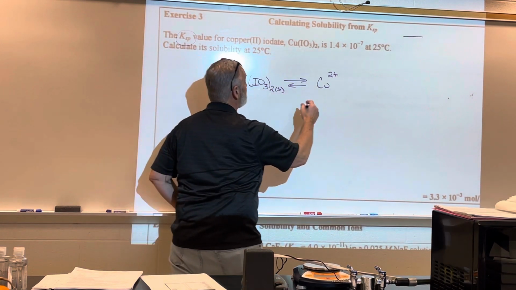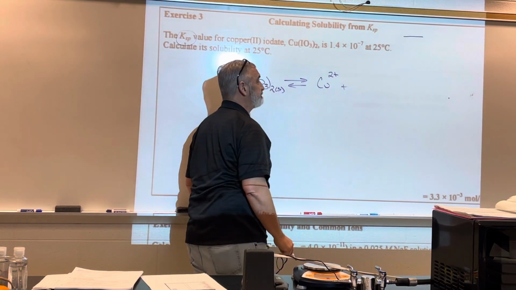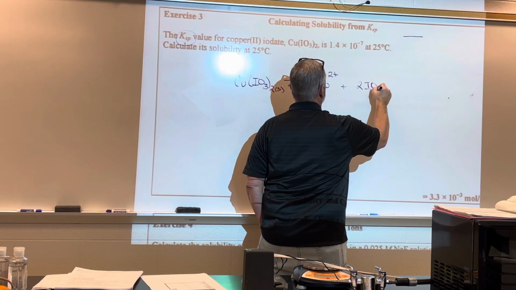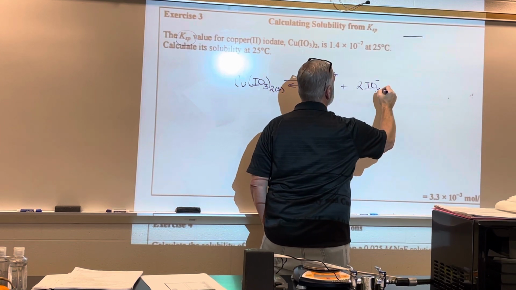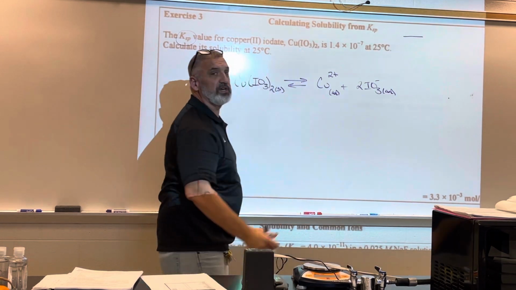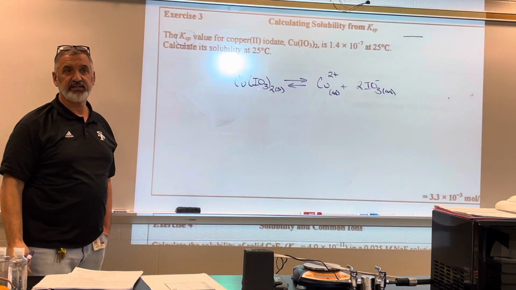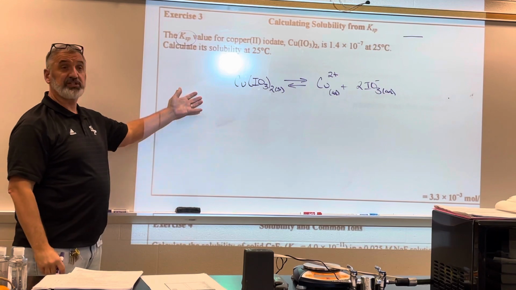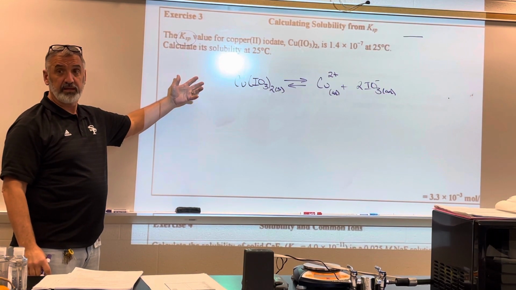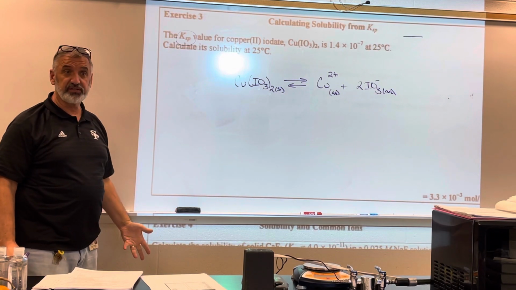So I know it's copper +2, and then plus what else? IO3 minus, squared. Not squared, that's going to be my KSP expression, but in just the equation for the dissolution of this in water, it's going to be that. So sometimes they ask just write the equation for the dissolution, and that's what you would write. You must include the charges.